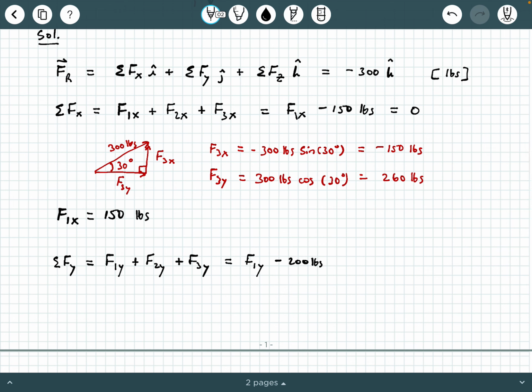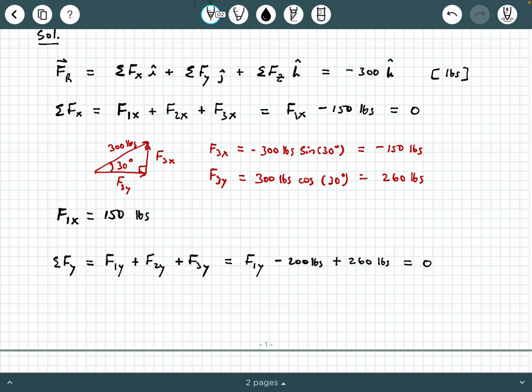What about F3y? We just figured that out when we were analyzing F3 by itself over here. We got that F3y is a positive 260 pounds. So I'm going to add that there, plus 260 pounds, and that's all going to equal 0 again.